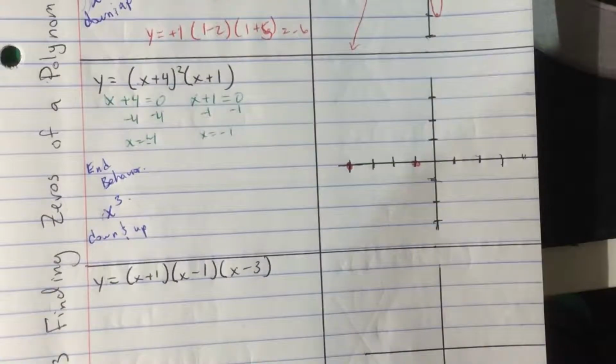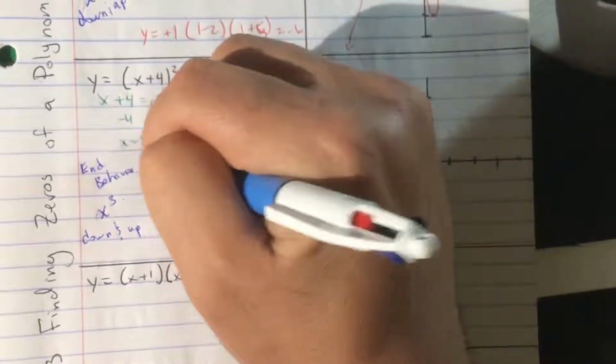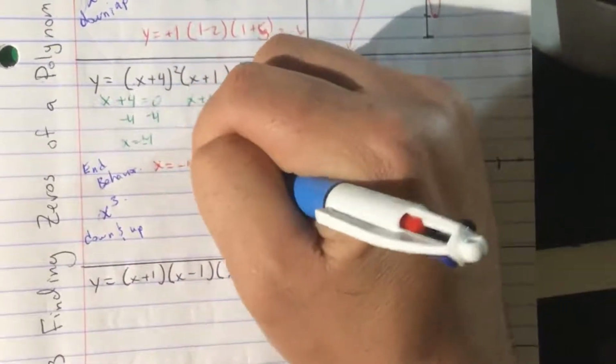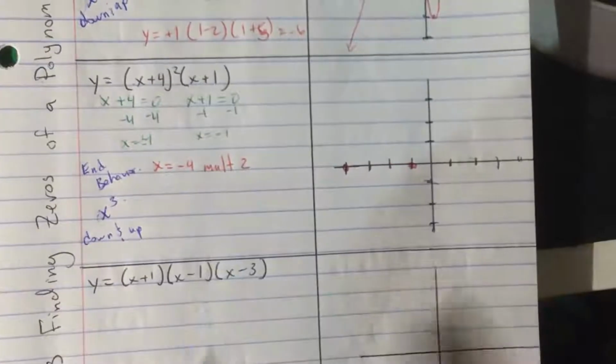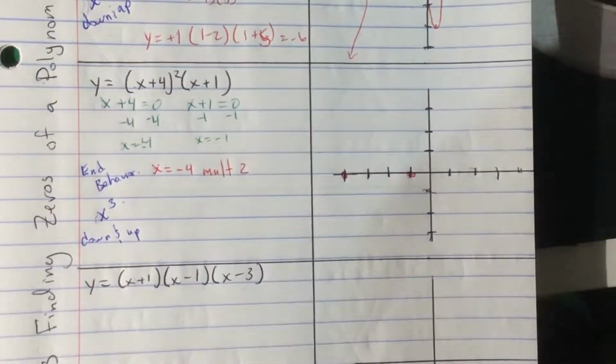So I know that when you have multiplicity, if you guys remember, this one here is x is equal to -4 with multiplicity 2. That means this is going to... hold on, my dad. You guys hear that? What's that? Hold on a second. Okay, I'm back.